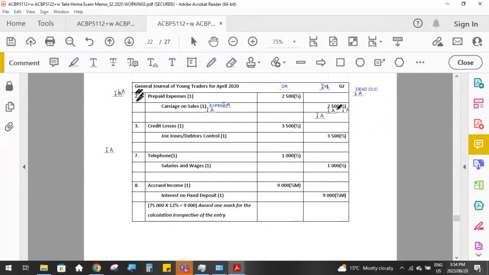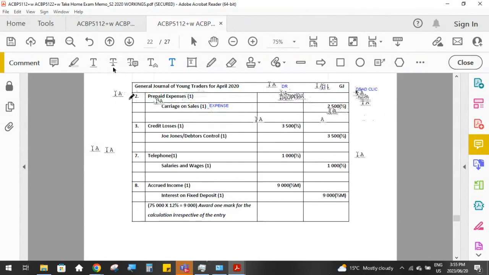Okay, so now we know that we must reduce carriage on sales by 2.5. But remember, we use the double entry system, which means if I've credited something with 2.5, I have to debit something else with 2.5. So you can straight away just go and write that 2.5 on the debit side, because you know that something must be debited with 2.5. Even if you can't remember the name of the account, you'll still get that mark for writing the amount down.